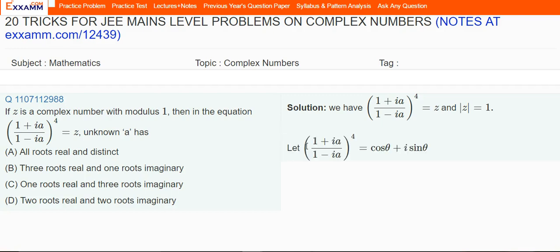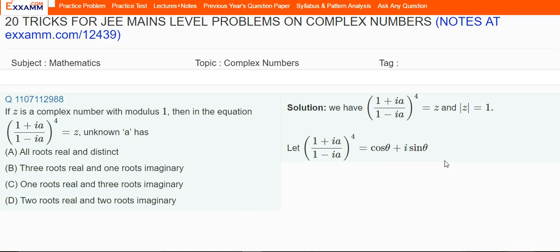Now let us see: (1 plus ia divided by 1 minus ia) to the power 4 is equal to cos theta plus i sin theta. I could have also solved this problem starting from this step, but I went to the background to tell you why we are starting in a particular fashion. Once we have written this step, 80% of the problem is already solved. But we should not go for the beautiful solution.